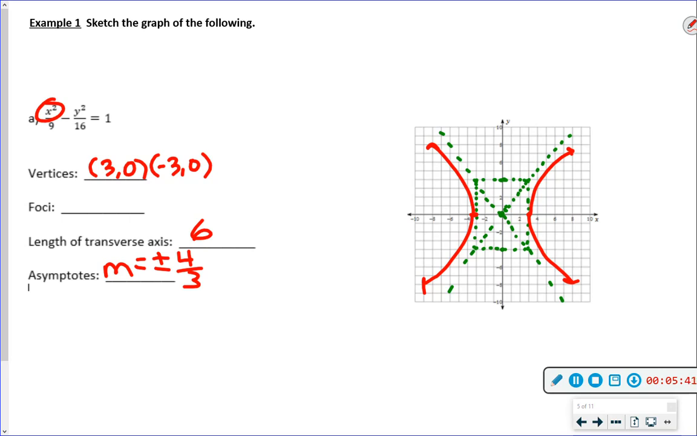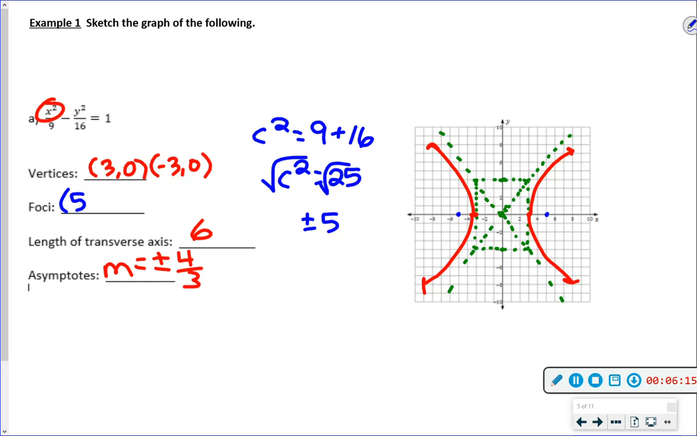Now, last thing, of course, foci. We've got to do the darn foci, the c squared. But this time you have a minus in your standard form, so you need the opposite. You're going to add the denominators. Well, that's kind of nice, 25. And when we root it, we get plus or minus 5. And again, just like on a parabola, the foci need to be inside these hyperbolas. So I'm going to go right 5, left 5. And I'm just going to jot those ordered pairs down. I'm at (5, 0) and (-5, 0). You can put plus or minus if you want.